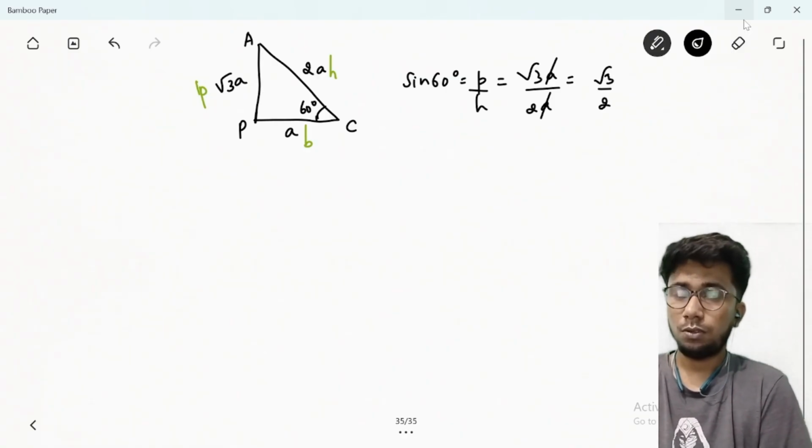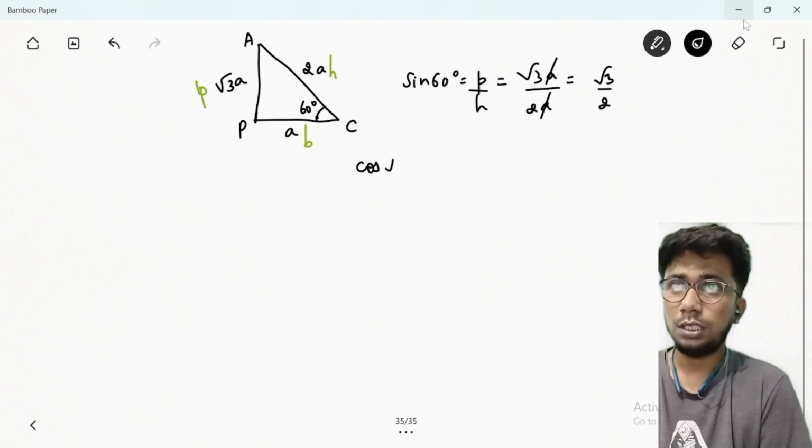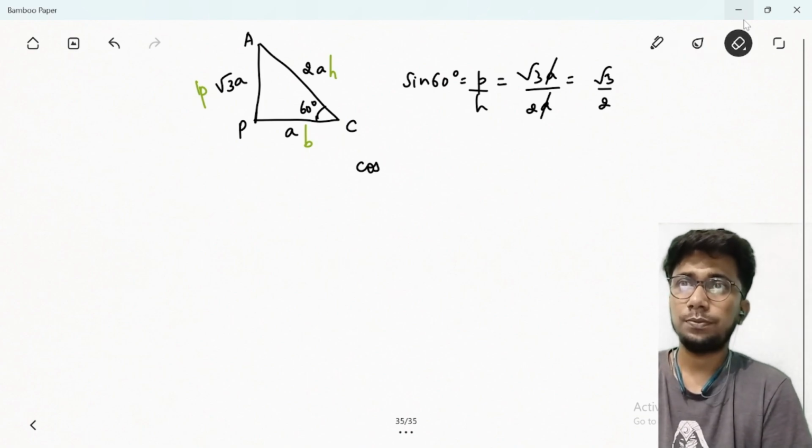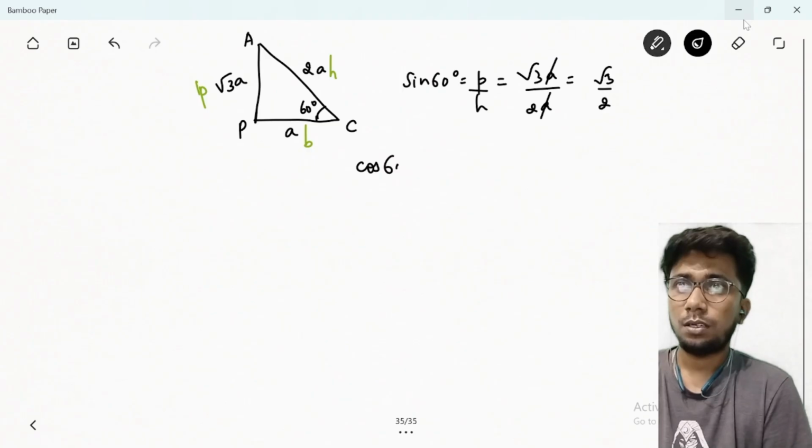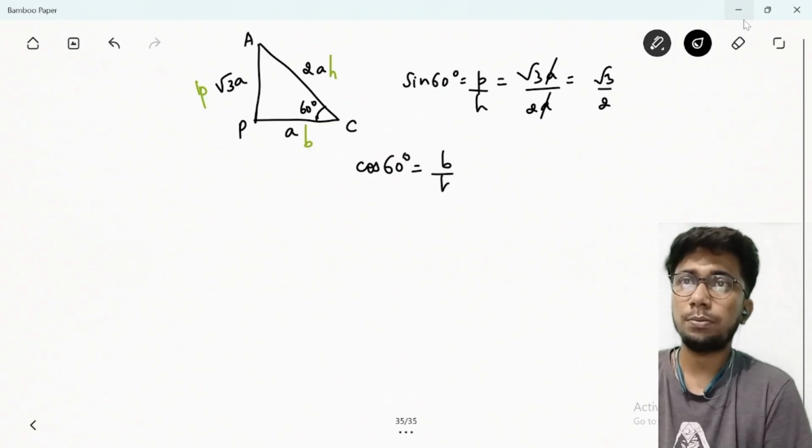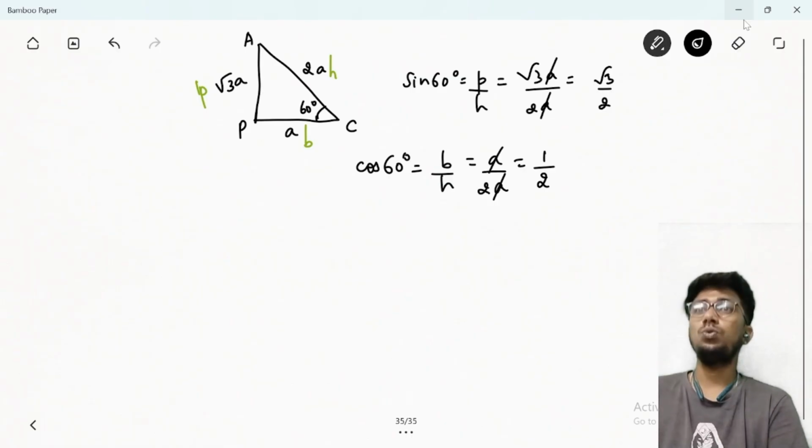Alright. What about cos 60? Cos 60 is what? It is base upon hypotenuse, that is A upon 2A. This will give you 1 upon 2.